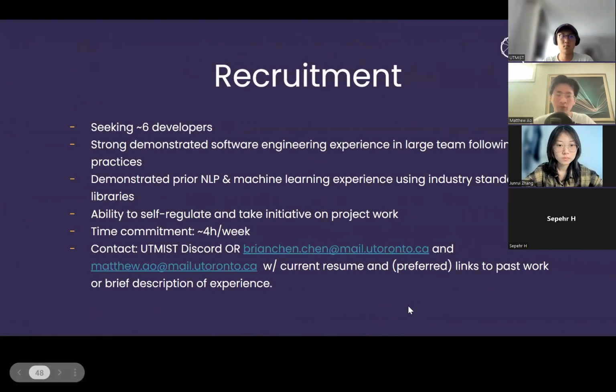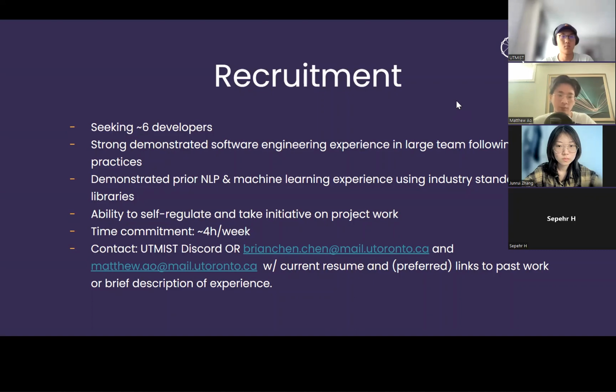For recruitment, we're looking for a team of about 6 developers with strong demonstrated experience in software engineering in large teams and following best practices. We're hoping to implement a web app first, independent of the Omni Labs code base. If the implementation goes well, we'll integrate with their Chrome extension, where our work will be pushed to production and be used by people in the real world. We're looking for people to develop both the front end, back end, and natural language components of this web app. We're looking for people with demonstrated prior ML experience using industry standard libraries, proficiency in Python, and preferably experience in natural language processing.